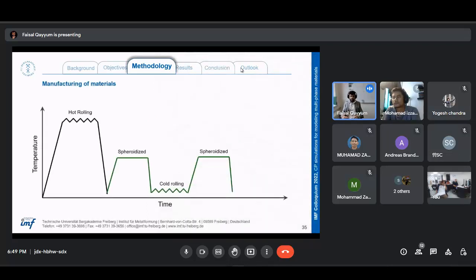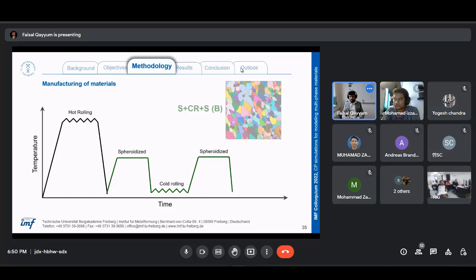In this case, we manufacture a material by hot rolling and then cooling it to room temperature, then doing spheroidization heat treatment, then cold rolling again, and then doing spheroidization heat treatment. We want to do spheroidization heat treatment two times with cold rolling in the middle to get this microstructure with relatively smaller grain size and with a relatively homogeneous distribution of second phase particles within.